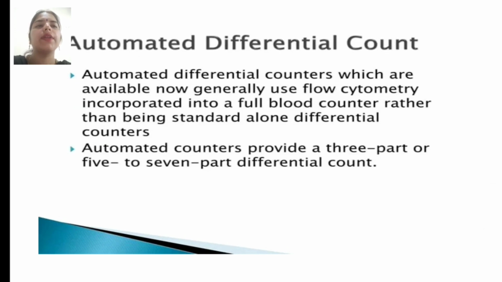Next is the automated differential count. Automated differential counters, which are available now, generally use flow cytometry incorporated into a full blood counter rather than being stand-alone differential counters. Automated counters provide a 3-part or a 5 to 7-part differential count.